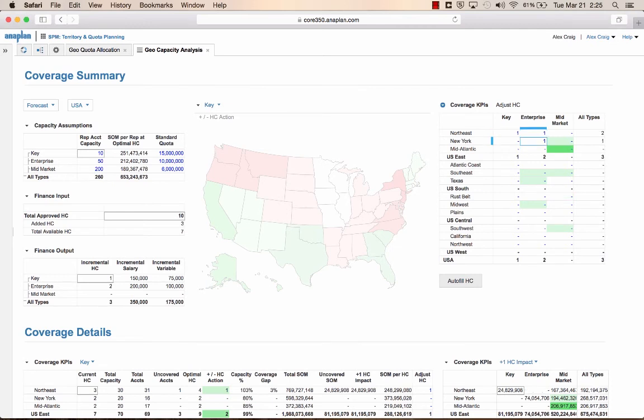As we make these hires, we can see the salary information is calculated below, and this is something that we are able to send back to finance. This is a great example of using Anaplan to break down silos within your organization. We receive our headcount information from finance, we make our hires here in sales operations, send the incremental cost information back to finance and also to our HRIS system so we can actually hire these new sales reps.